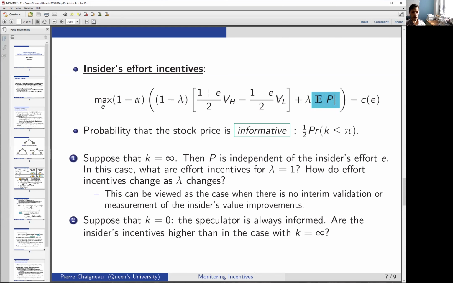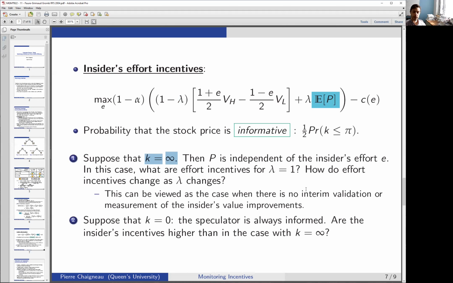Now, on the contrary, if the manager will never need to sell his shares at whatever stock price this is, in this case, the manager will have very strong effort incentives. Effort incentives would be decreasing in lambda, and they will be highest for lambda equal to 0. And so again, an infinite cost of information, meaning that there's no informed trading. So we have an uninformative stock price.